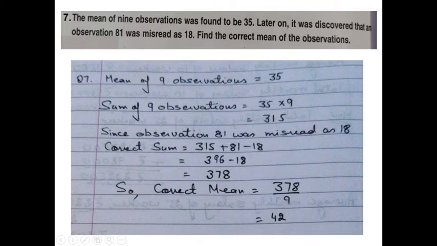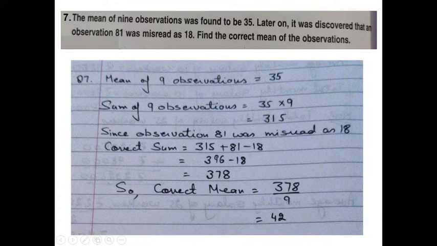So according to the question, the mean of 9 observations is 35. So the sum of all the 9 observations would be 35 multiplied by 9. So it would be 315. Since observation 81 was misread as 18, it means 18 was read instead of 81. So what should be the correct sum? 315.